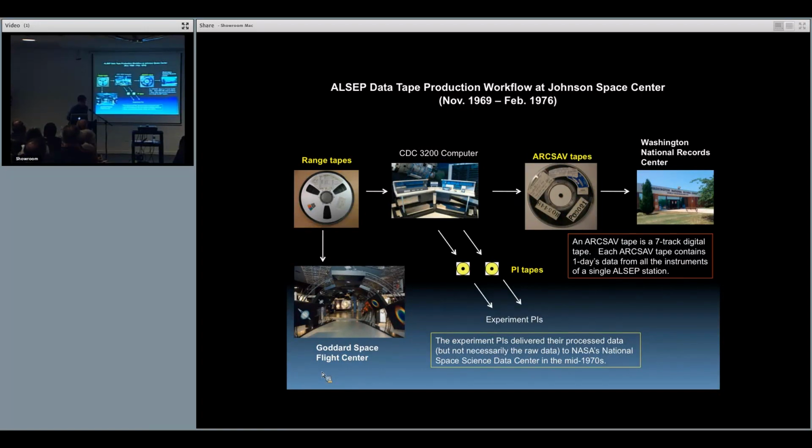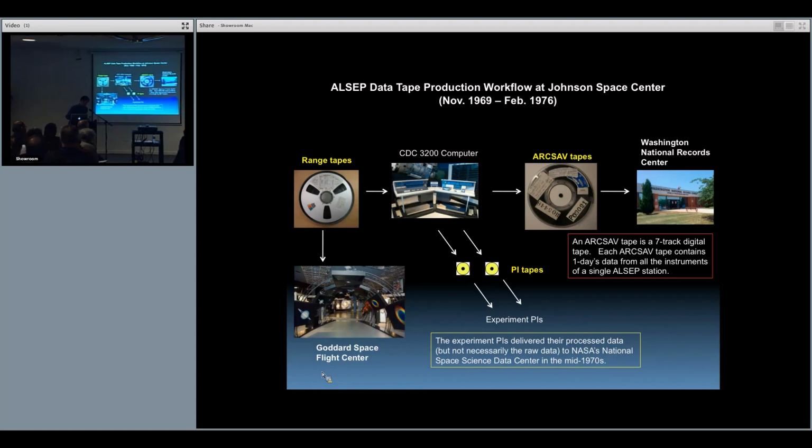There, the JSC personnel extracted data from separate instruments and sent those data to the principal investigators, who were responsible for processing and analyzing them. Then around the mid-1970s, when the PIs completed their analyses, they delivered their data to the National Space Science Data Center at Goddard.